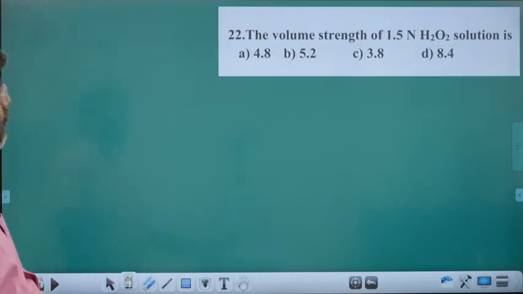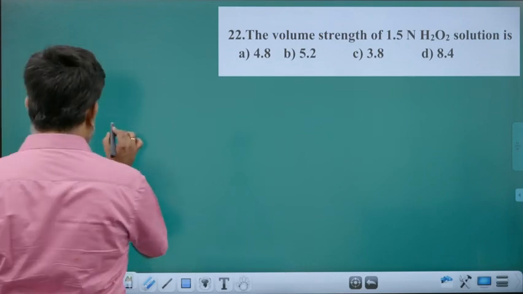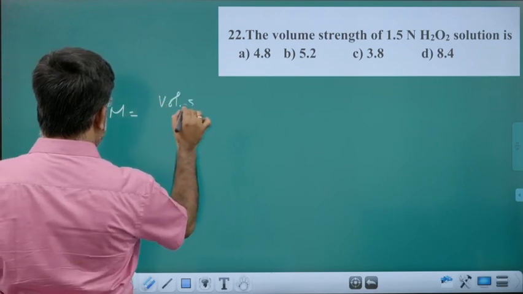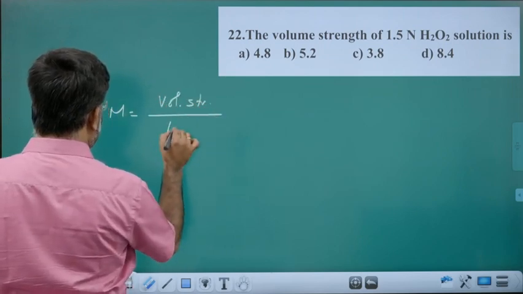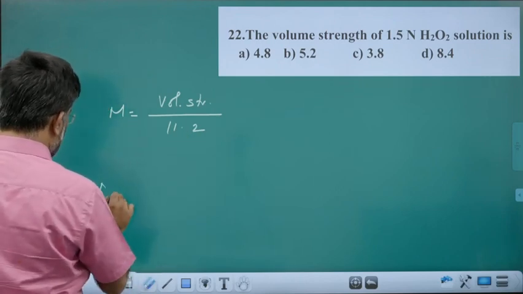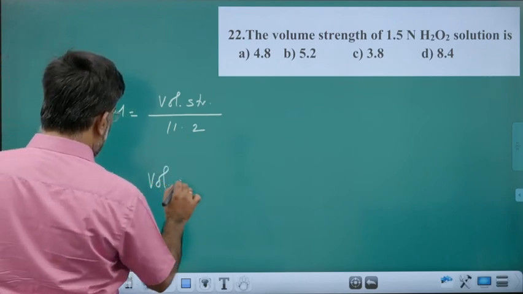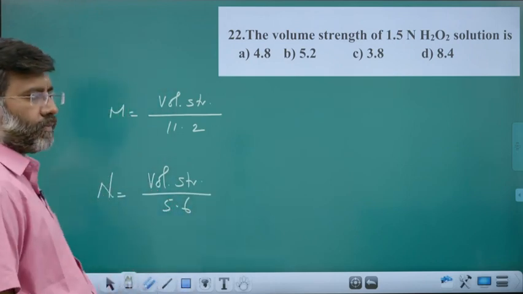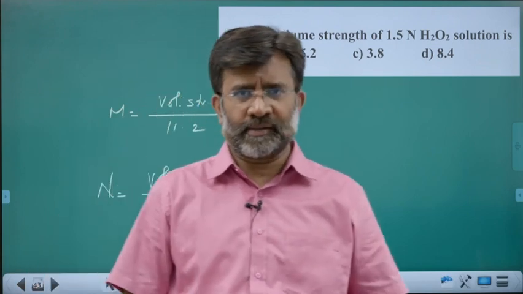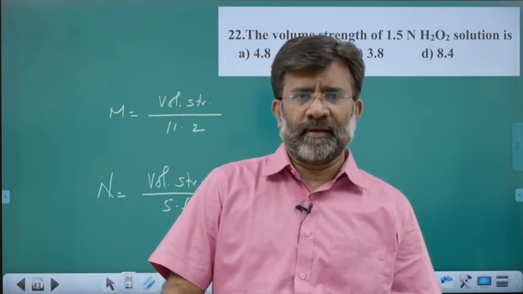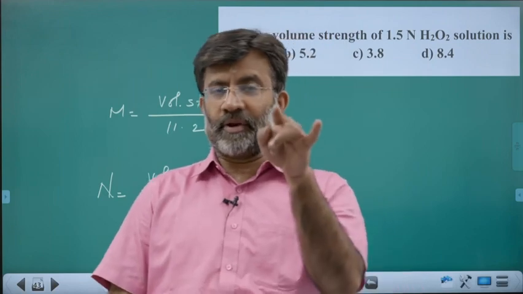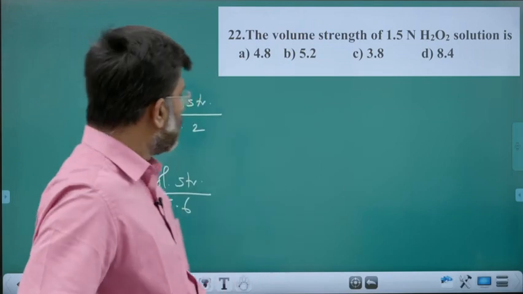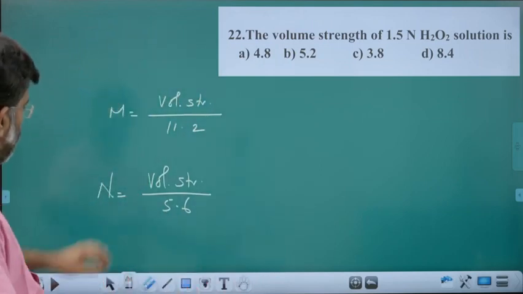Volume strength of 1.5 normal H2O2. Another point all of you should remember. Molarity is equal to volume strength divided by 11.2. Normality is equal to volume strength divided by 5.6. Assuming old STP standards, 22.4 liters. With the new STP standard, it will be 22.7, then it will be 11.35. Small variation. Anyway, this is what we are applying.